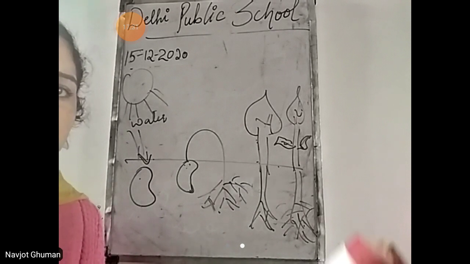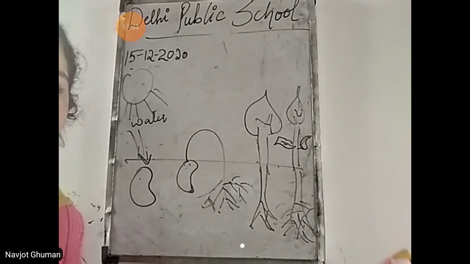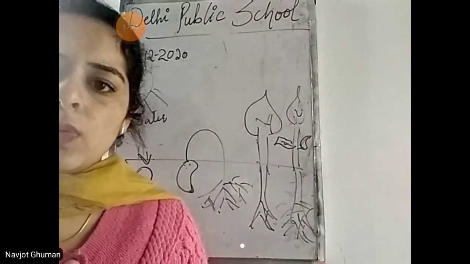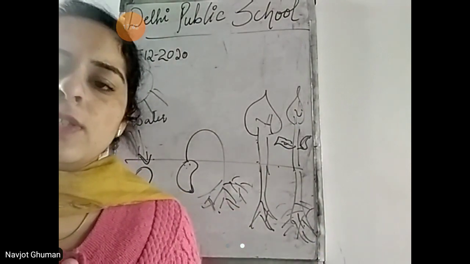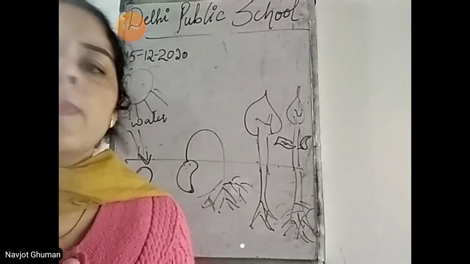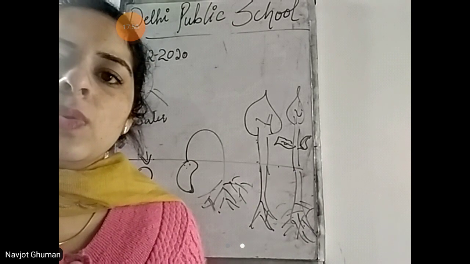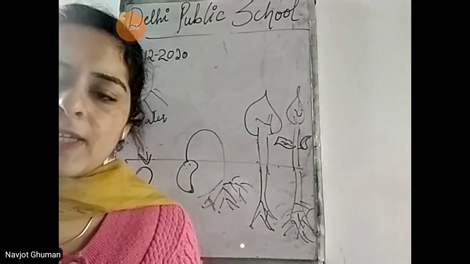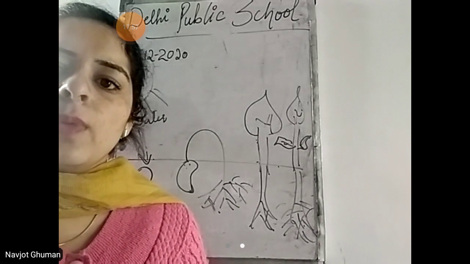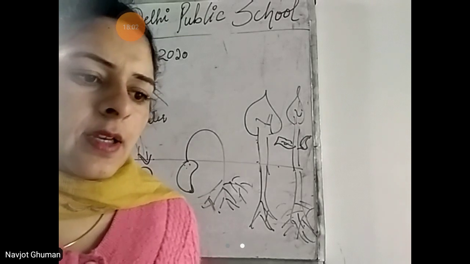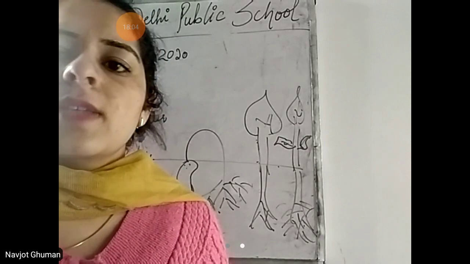Now come to the question answers of this chapter, page number 76. First question is, what is a taproot? Taproot is a root in which there is one main thick root from which the other roots originate. एक root होती है जिसमें से बाकी roots जो निकलती हैं, that is a taproot. Give any two functions of the roots. Roots help the plant to stay fixed to the soil. And the second function is, roots absorb water and minerals from the soil and give them to other parts of the plant.